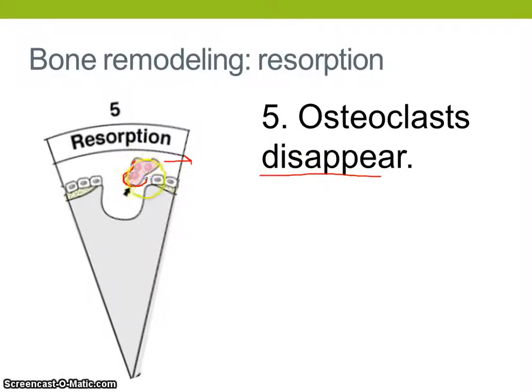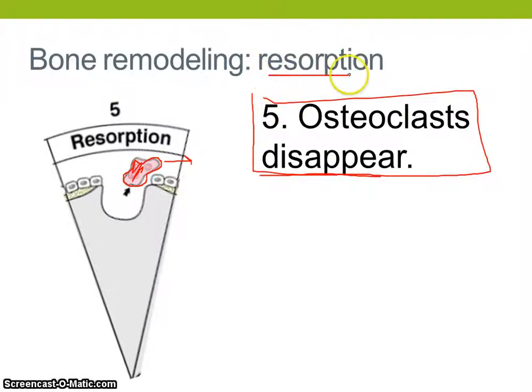So color in this multinucleated osteoclast, finally in red, in this wheel in step 5, and then finally we're ready to actually make some bones. So again in step 5, the osteoclasts disappear. This step is called resorption.